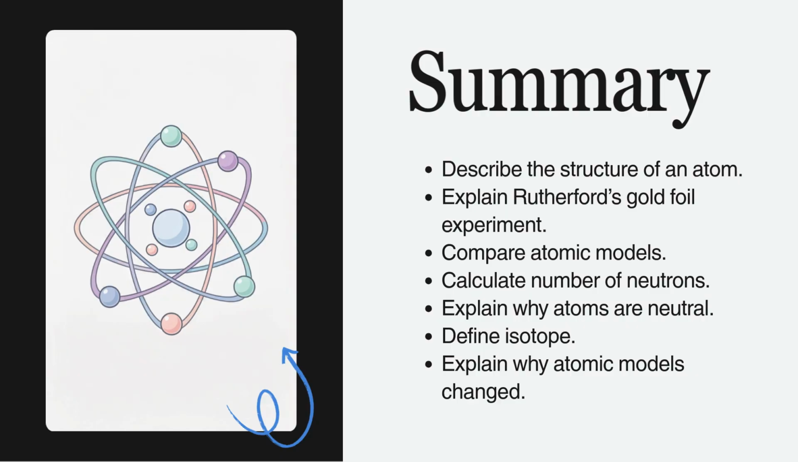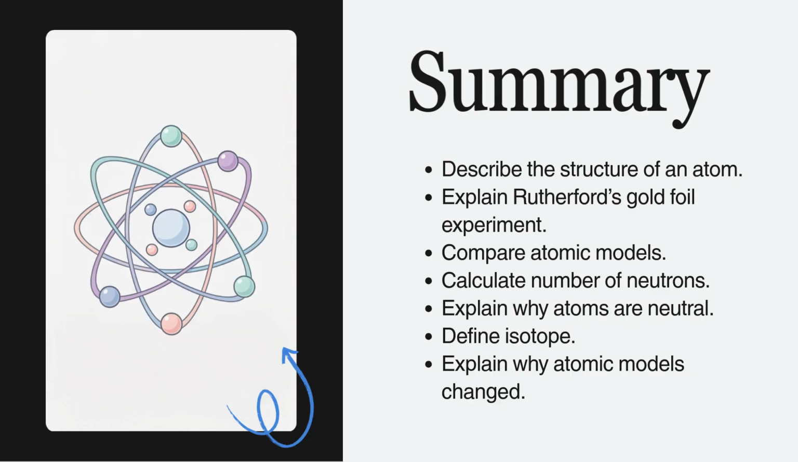A very common question is describe the structure of an atom. You must mention things like protons, neutrons, electrons, nucleus, and mostly empty space. Another favorite is Rutherford's gold foil experiment. You need to explain that most alpha particles passed straight through, some were deflected, very few bounced back. This shows a small, dense nucleus.